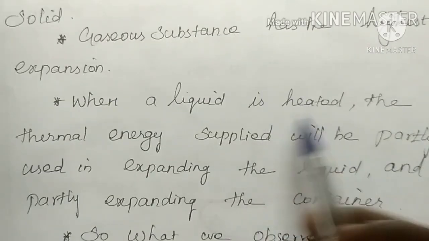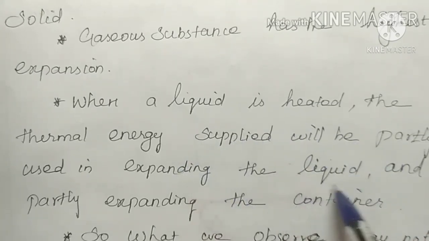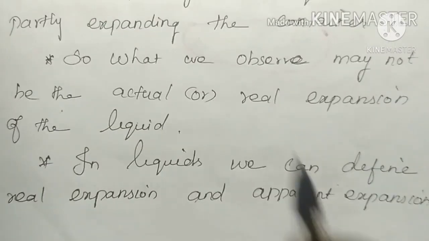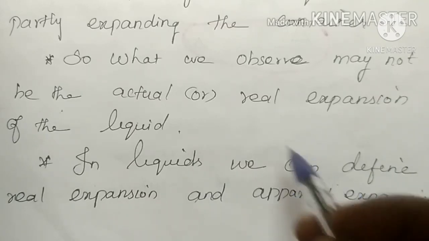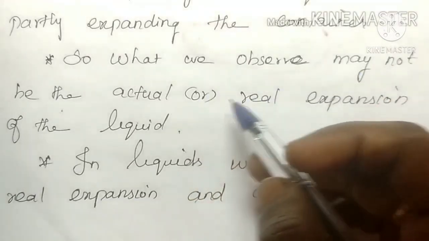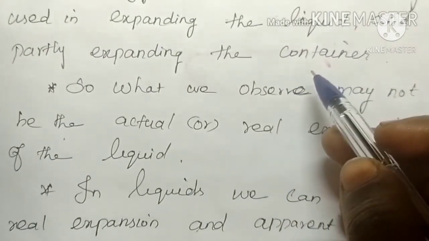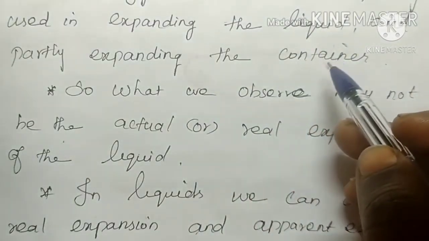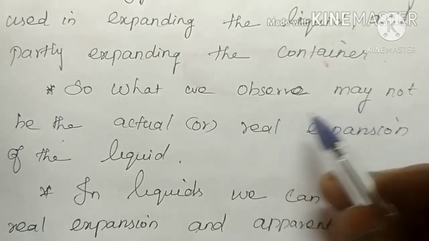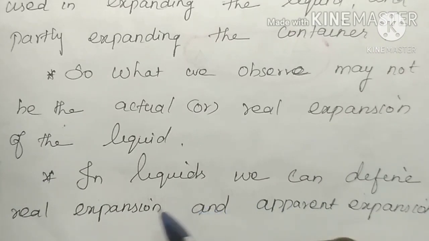When a liquid is heated, the thermal energy supplied will be partly used in expanding the liquid and partly in expanding the container. So in liquids we can see real expansion and apparent expansion. What we observe may not be the actual or real expansion when we are heating the liquid with the container, because part of this energy expands the liquid and part expands the container. So what we are observing is not the actual or real expansion of the liquid. So we can define the real expansion and the apparent expansion.